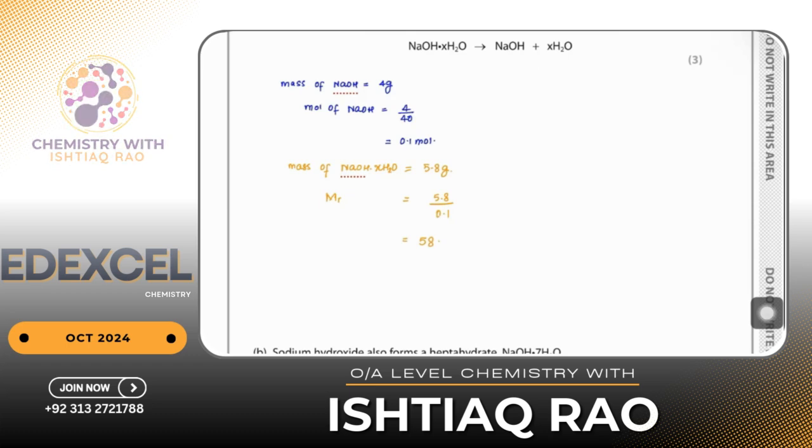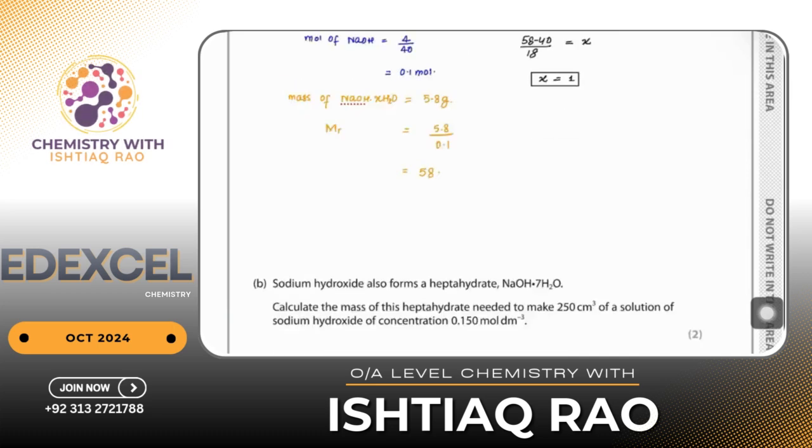So after getting 58, the total mass is 58. I can subtract the mass of NaOH, that is 40, and I would be getting XH2O. So 58 minus 40, divided by 18, I would be getting X. That is going to be 1. So finally, X is equal to 1.